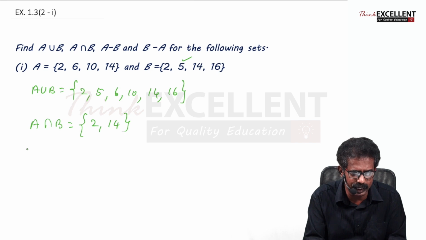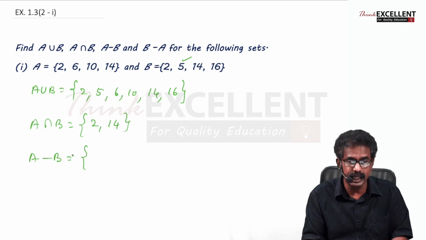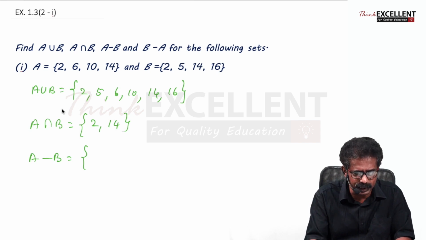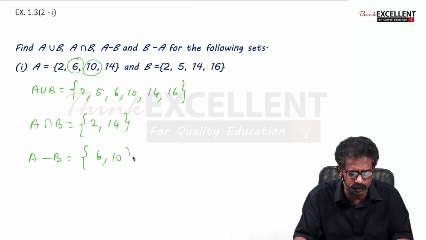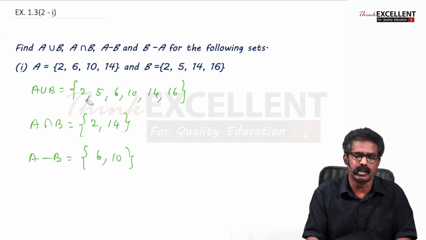Then we want A difference B, A minus B. Whatever symbol they give in the question, use the same symbol. A difference B, you have to be very careful. What's the meaning? Elements in A but not in B. 2 you cannot take, it is in A and in B also. What about 6? 6 is in A but not in B, so you can take 6. 10 is in A but not in B, so you can take 10 also. 14 you cannot take because it is in both. A minus B means elements in A but not in B.